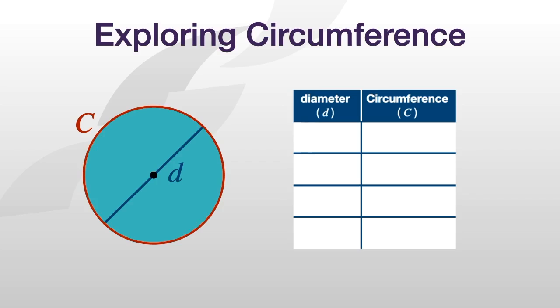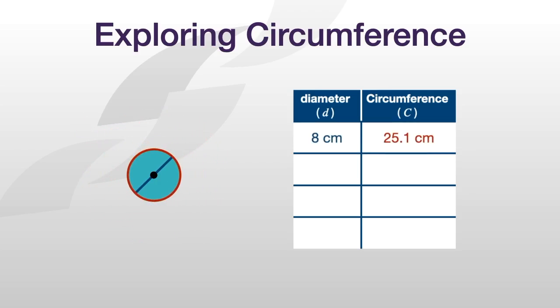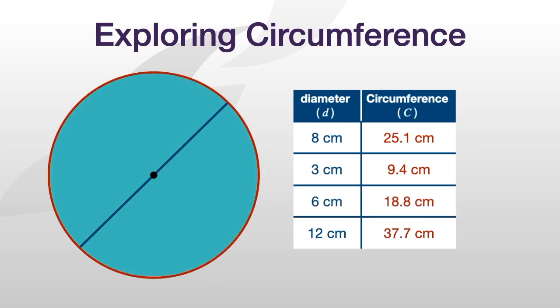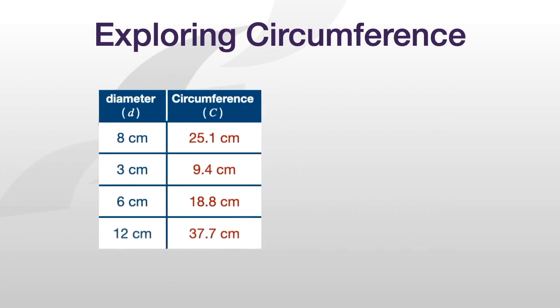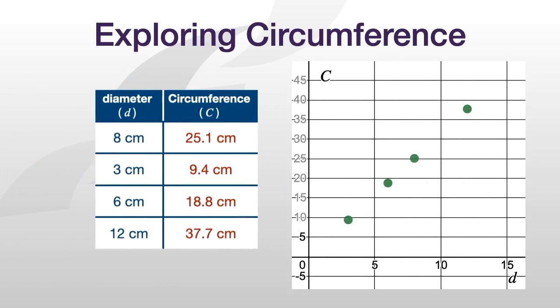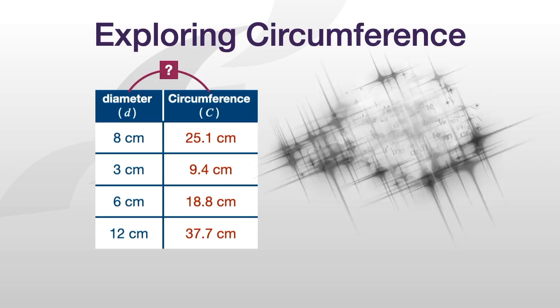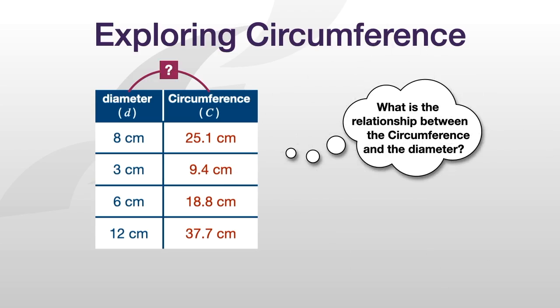Our first circle has these measurements. Next, a smaller circle, followed by another circle, and finally, one more circle. If we were to plot these values on a graph, the points would form a straight line. This indicates there must be a special relationship between the circumference and the diameter of a circle. But what is this relationship? Examine the table and see if you can figure out how the circumference is related to the diameter.